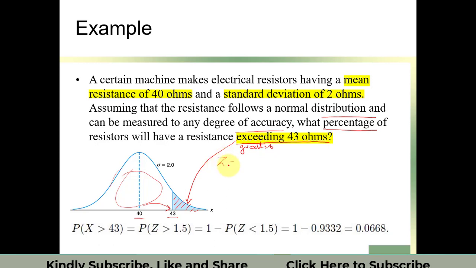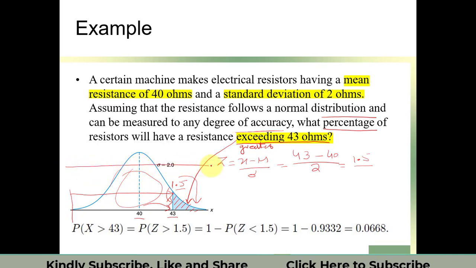Again simply apply the formula of z, (x minus mu) divided by sigma. x is equal to the value of the random variable, 43, the given mean is 40, and the standard deviation is 2. We get z equal to 1.5. Now we have the z value, and we have to check either less than 1.5 or more than 1.5, because we got z equal to 1.5 associated with 43. You can answer this question by looking at the statement exceeding 43. It means the value that is greater than 1.5. But the table will give you the value from the lower tail till this line, or till 1.5.